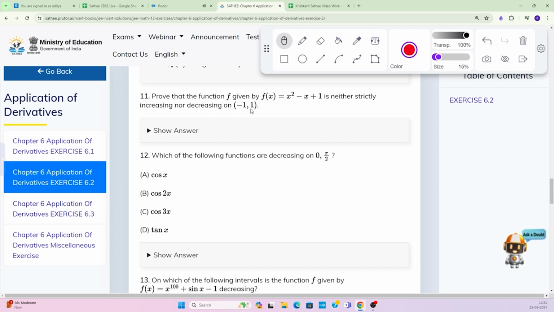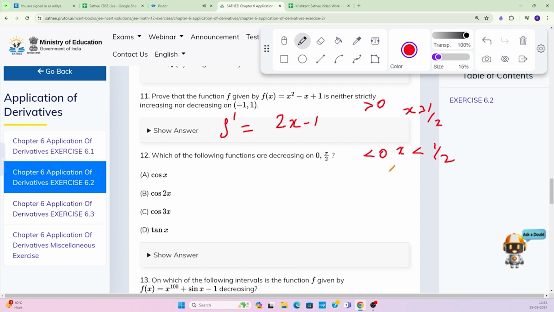In -1 to 1, we are talking about in -1 to 1. Okay, so as you can see, the derivative of this will be what? 2x. Okay, derivative will be 2x minus 1. Okay, f dash, and you know it will be positive when? It will be positive if x is greater than half, and f prime will be negative when x is less than half.